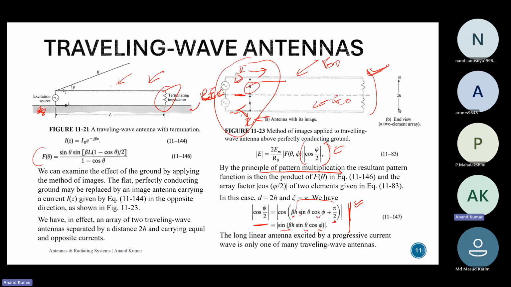Okay, so this is all for the traveling wave antennas. Before we start the helical antenna, I'll just pause over here and let you read the slide. And if you have any questions, we can discuss them as well.